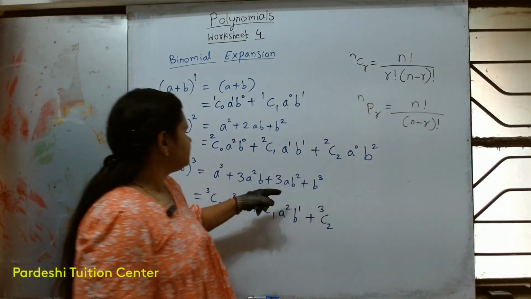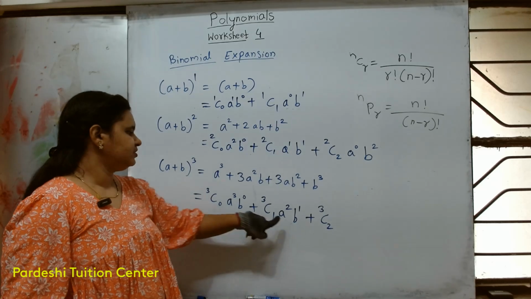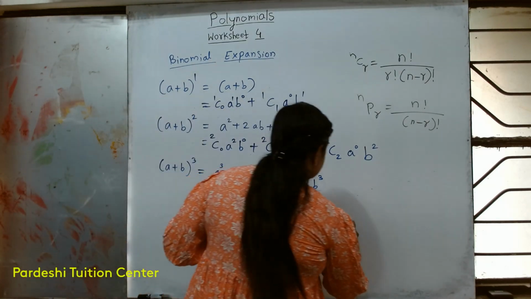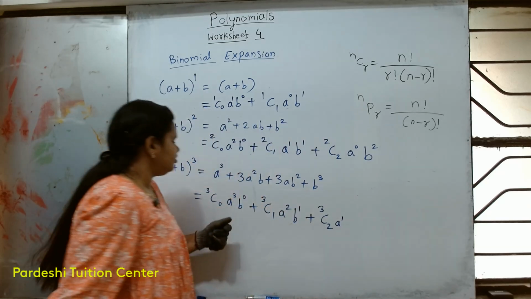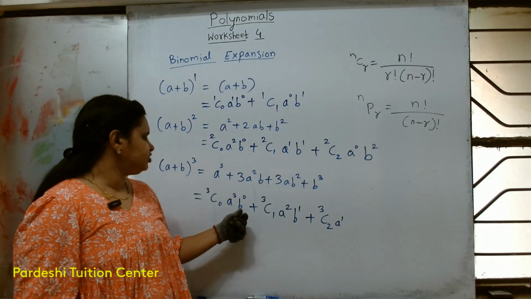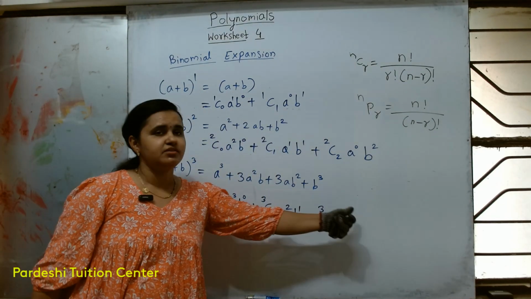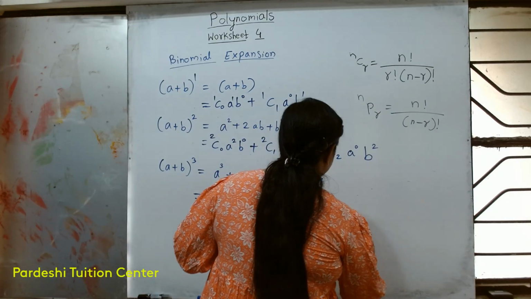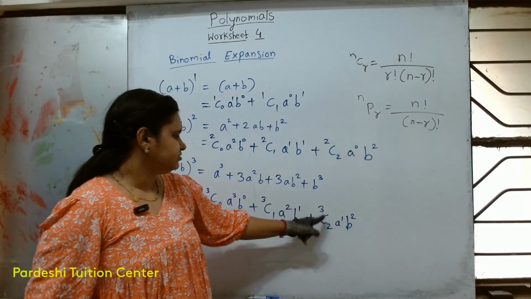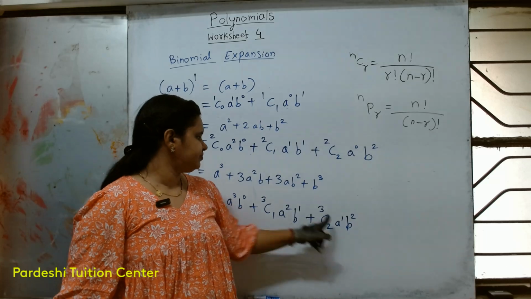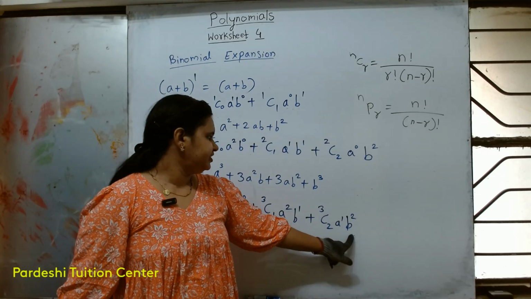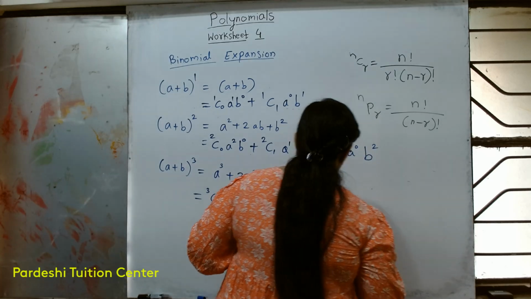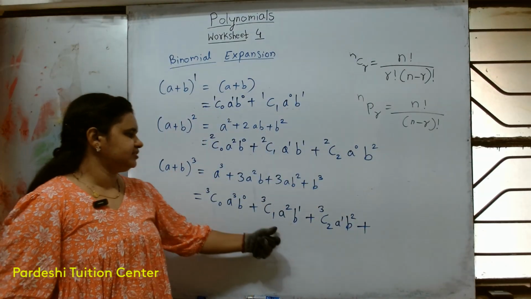Now again here a cube, a square, what will it be next? It will be a to the power 1. And for b, the power of b is increasing: b to the power 0, b to the power 1, b to the power 2. Now let us check it with the formula. 3C2 is coming as 3, a to the power 1, that is a, and b square is b square. Okay.